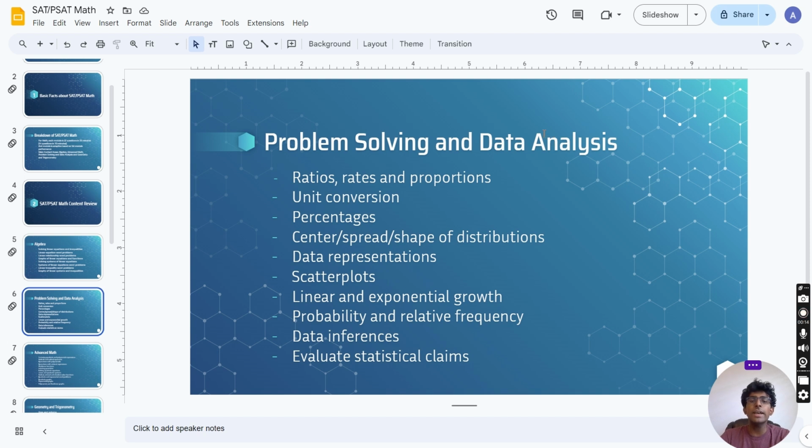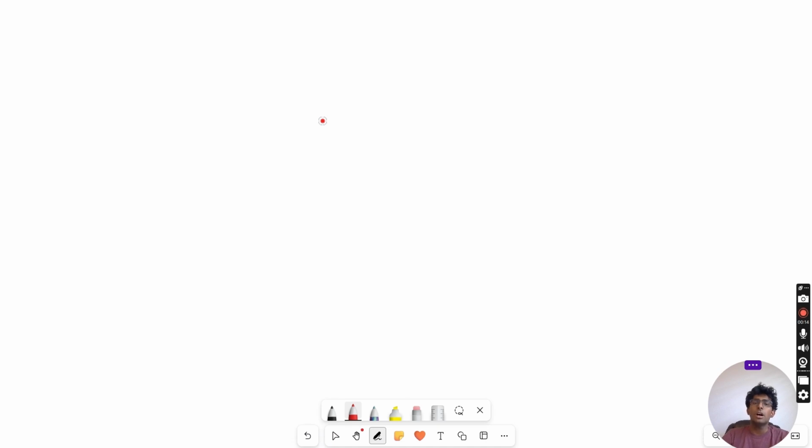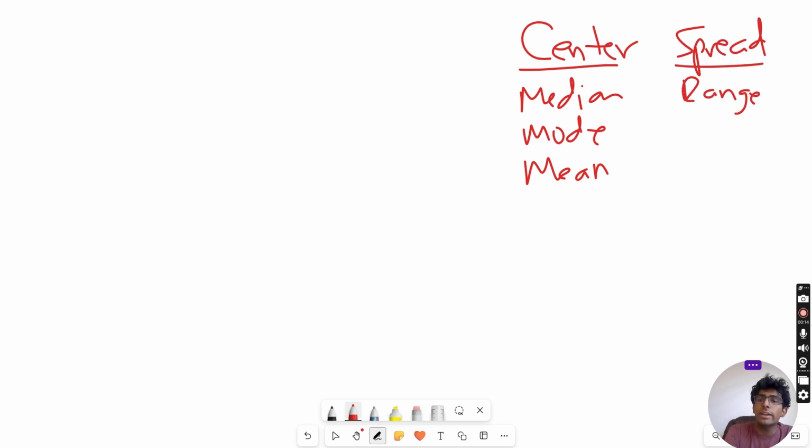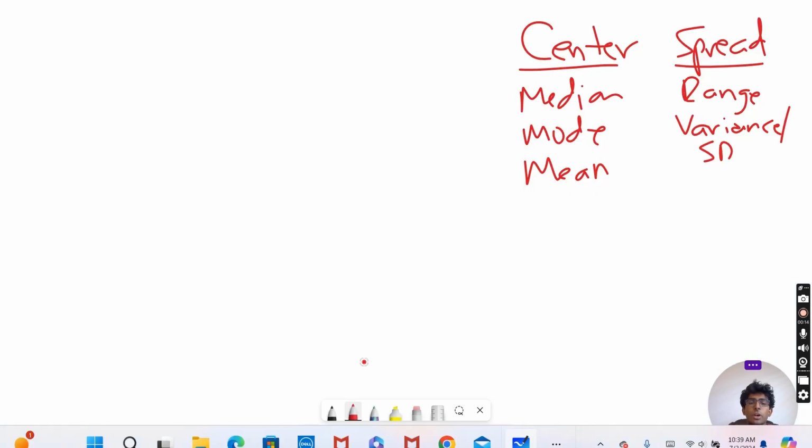All right, next topic, center, spread, shape of distribution. So this is where we get into the statistics part of this content area. Measures of center are very important. Your measures of center are going to be median, mode, and mean, while your measures of spread are going to be range and variation or variance, which can also be broken down into standard deviation. So it's center, spread, and then shape.